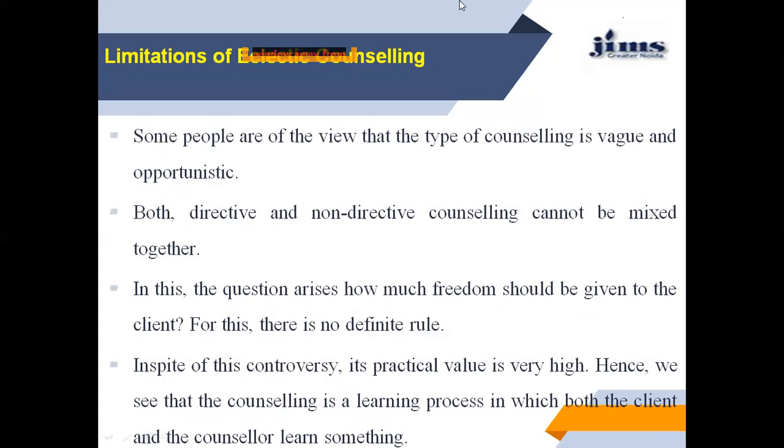Hence, we see that counseling is a learning process in which both the client and the counselor learn something. And this is the topic related to eclectic counseling. I hope it will help you to understand eclectic counseling.